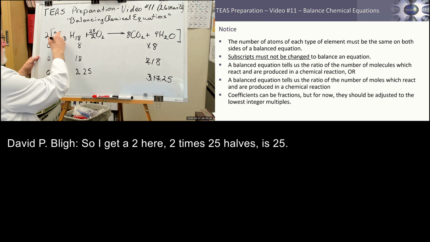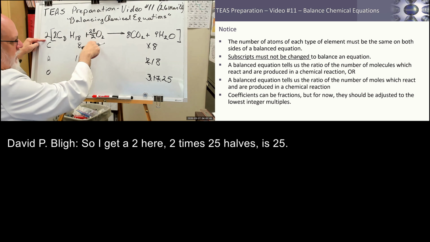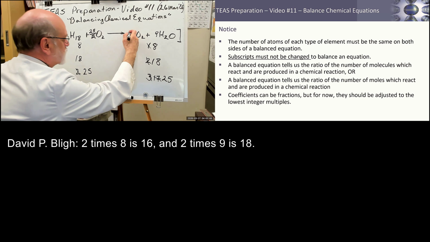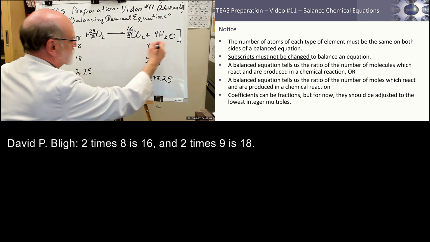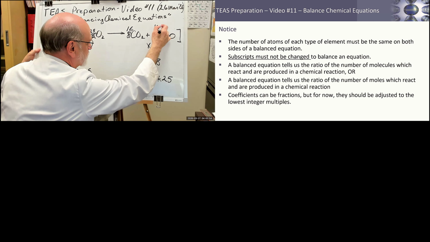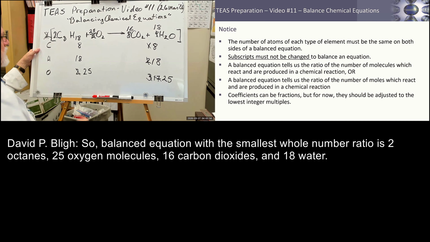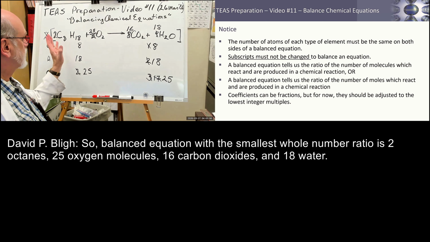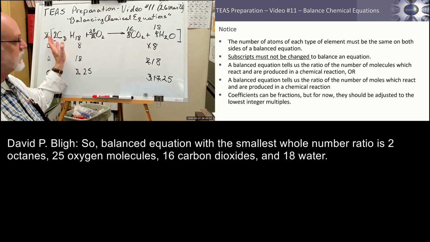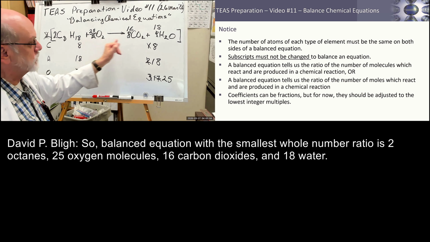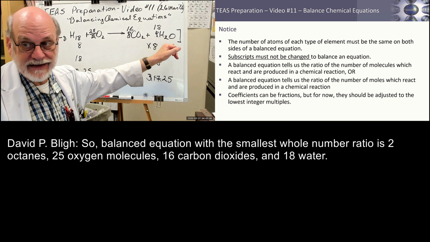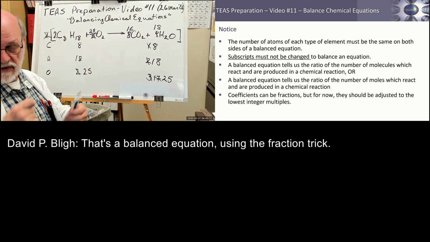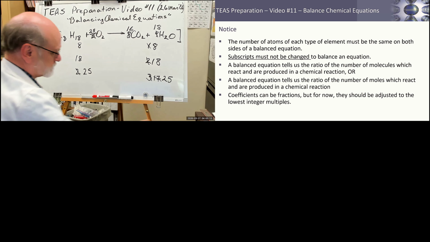So I get a 2 here. 2 times 25 halves is 25. 2 times 8 is 16. And 2 times 9 is 18. So the balanced equation with the smallest whole number ratio is 2 octanes, 25 oxygen molecules, 16 carbon dioxides, and 18 water. That's a balanced equation using the fraction trick.